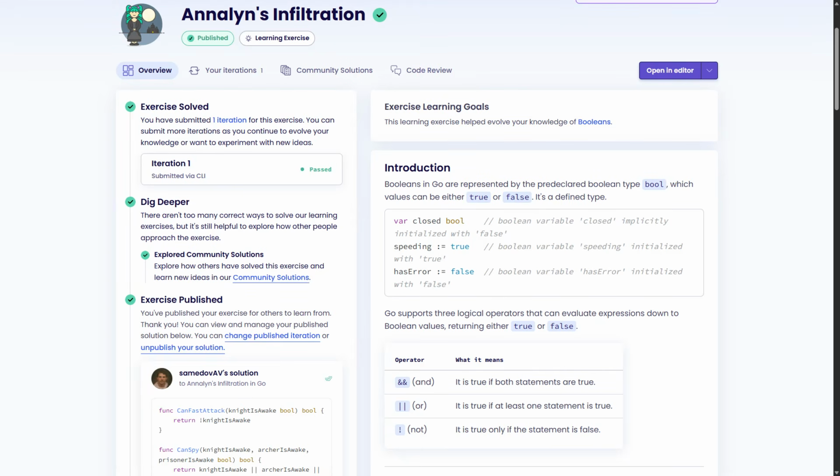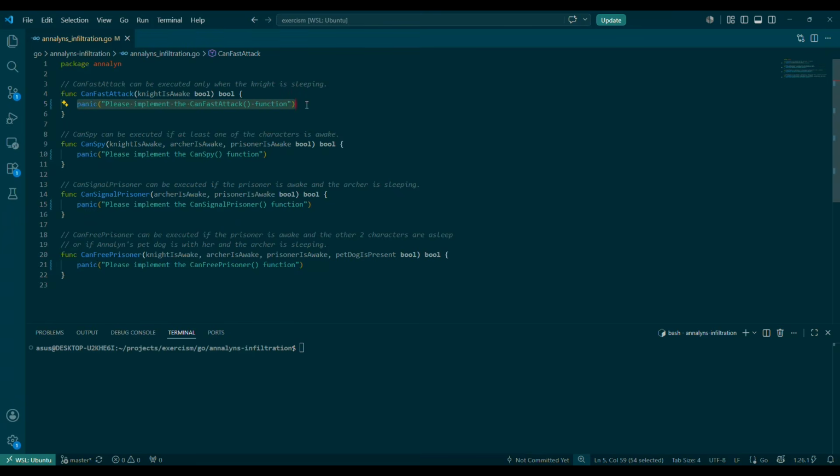Hi, in this exercise, we are working with Boolean logic in Go. We have 4 functions, each determining whether Annalyn can perform a particular action. The first function is can fast attack. The rule is simple. The fast attack can only be performed when the knight is sleeping.